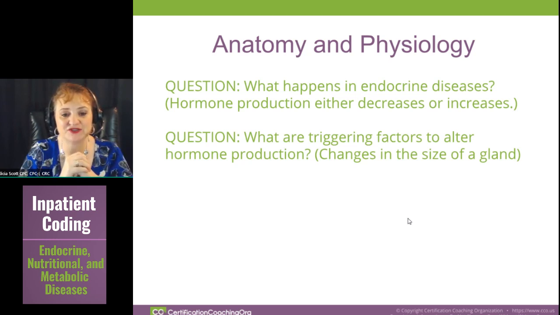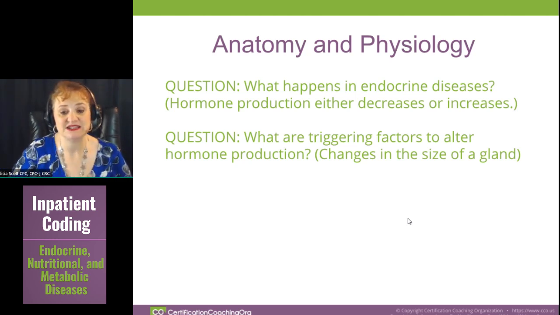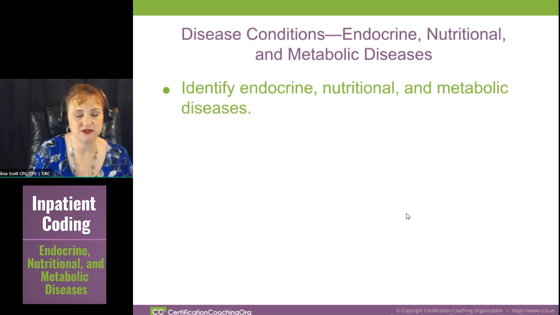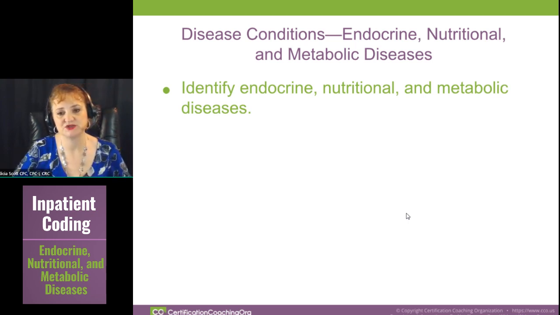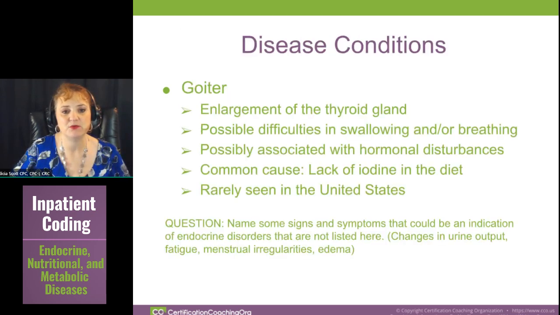What are your triggering factors that will alter hormone production? Very simple. A change in the size of the gland, whether it's too small or too large. And that can happen because of a cyst or a tumor, something happening, even trauma to that particular part of the endocrine system. So next, we're going to talk about the endocrine system as well as nutritional and metabolic diseases. Now let's break them up even more.